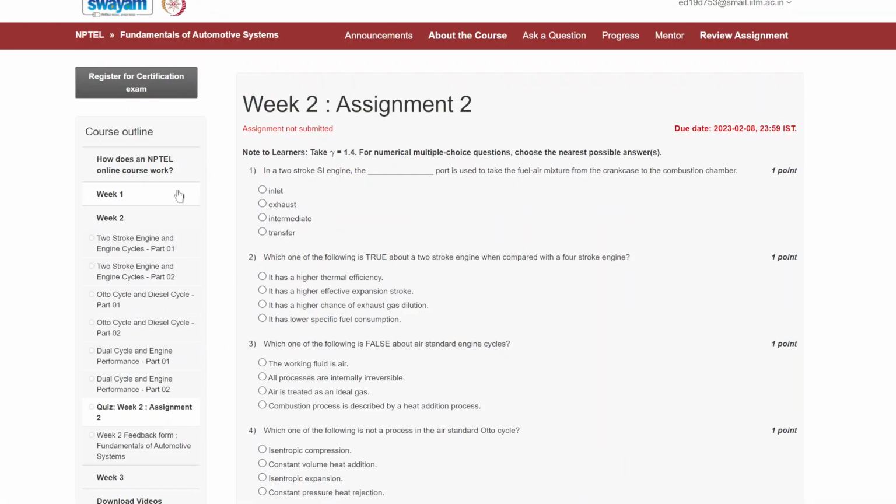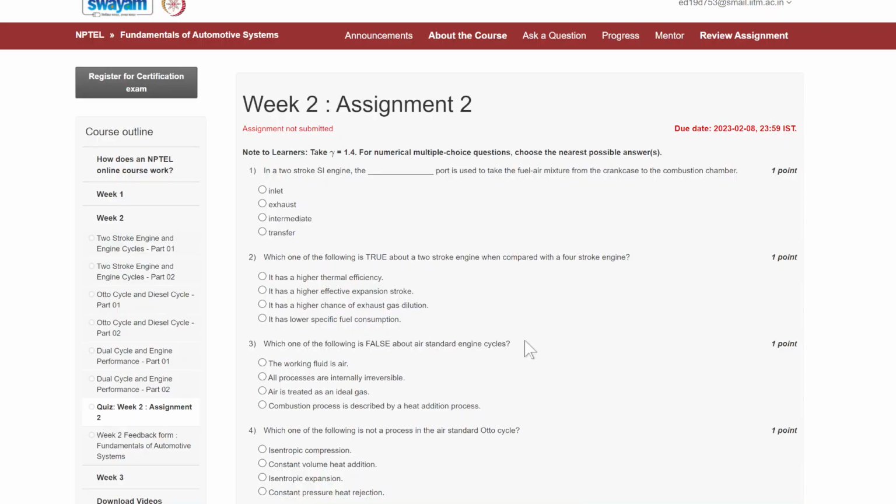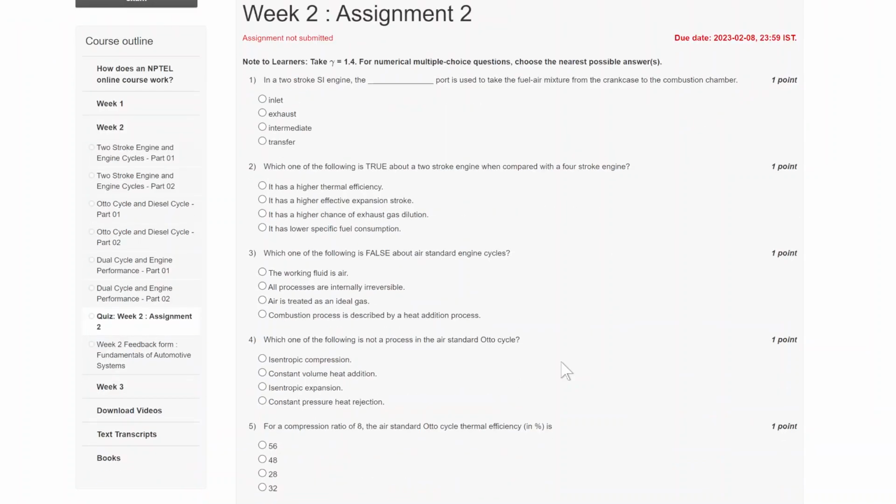So there are weekly assignments which you are expected to solve, right? Due dates are given here, so kindly try to follow through those. These assignments would help you understand things better. You can go in and look at these handwritten notes to find answers to these questions. By and large, the answers are there in the notes.